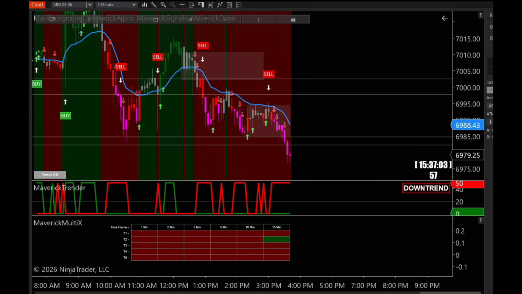But look at right here. We have just dropped a great deal here on ES. This is a big payday right here because we have hot pink candles. If you see pink, it will most likely sink.